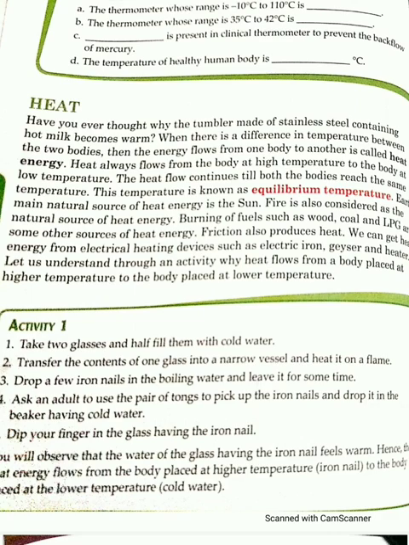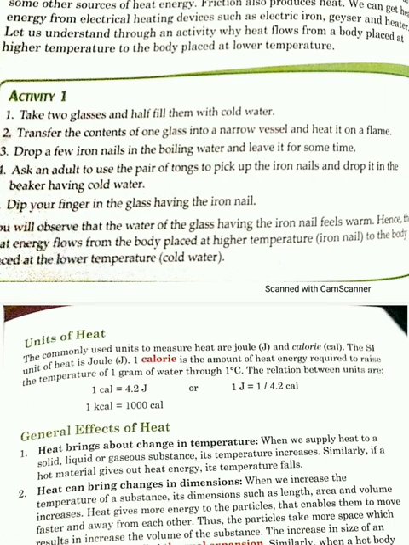Here one activity was also given. In this activity, we have to take two glasses half filled with cold water, and transfer the content of one glass into a narrow vessel and heat it. Then drop a few iron nails in the boiling water and leave it for some time. If we leave it for some time, then after some time the nails also get heated up. How? The water which we have heated will transfer the heat from higher to lower.